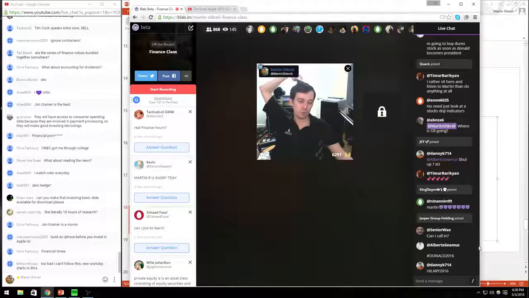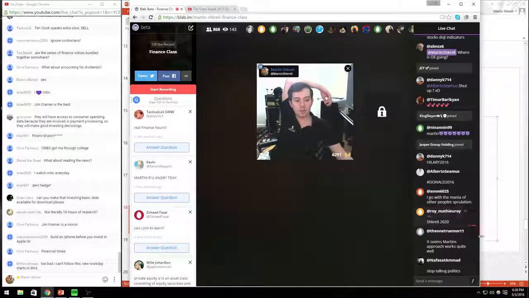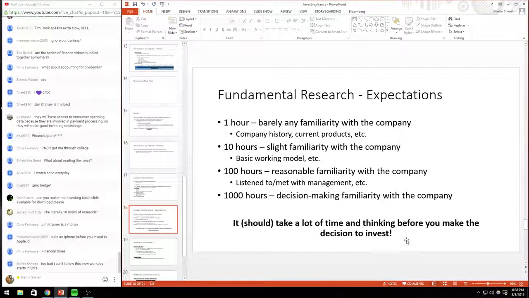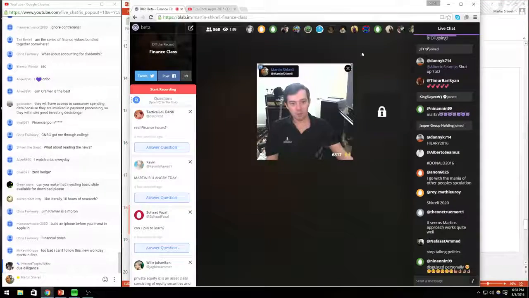perspective. So we'll talk more about returns and long-term track records and things like that in a second. But that's sort of my perspective for investing. It takes a long time, and you have to think very carefully before you make the decision to invest.